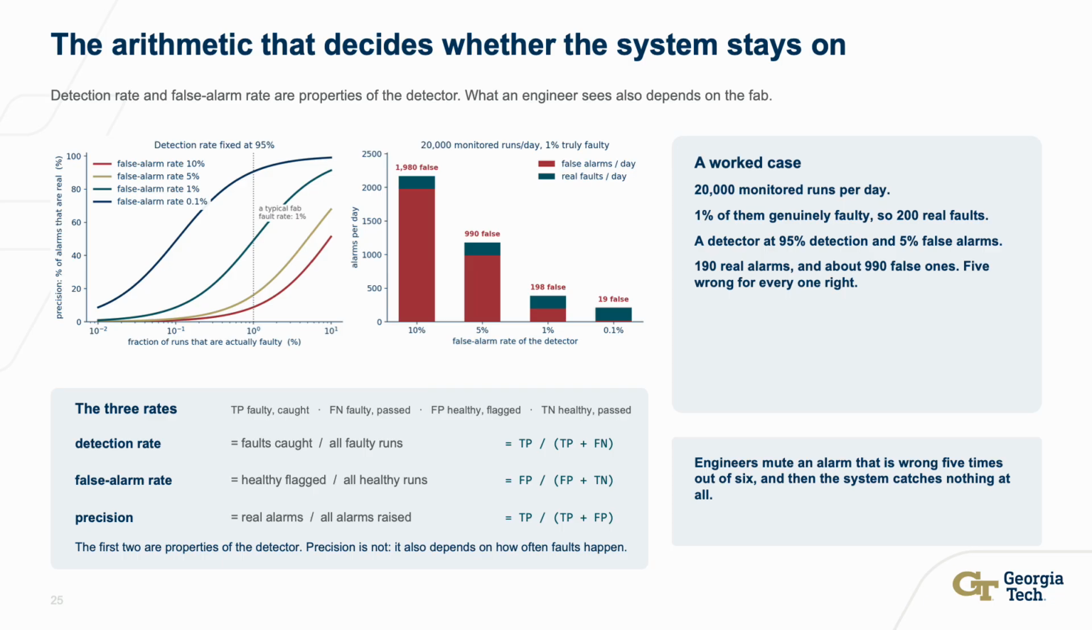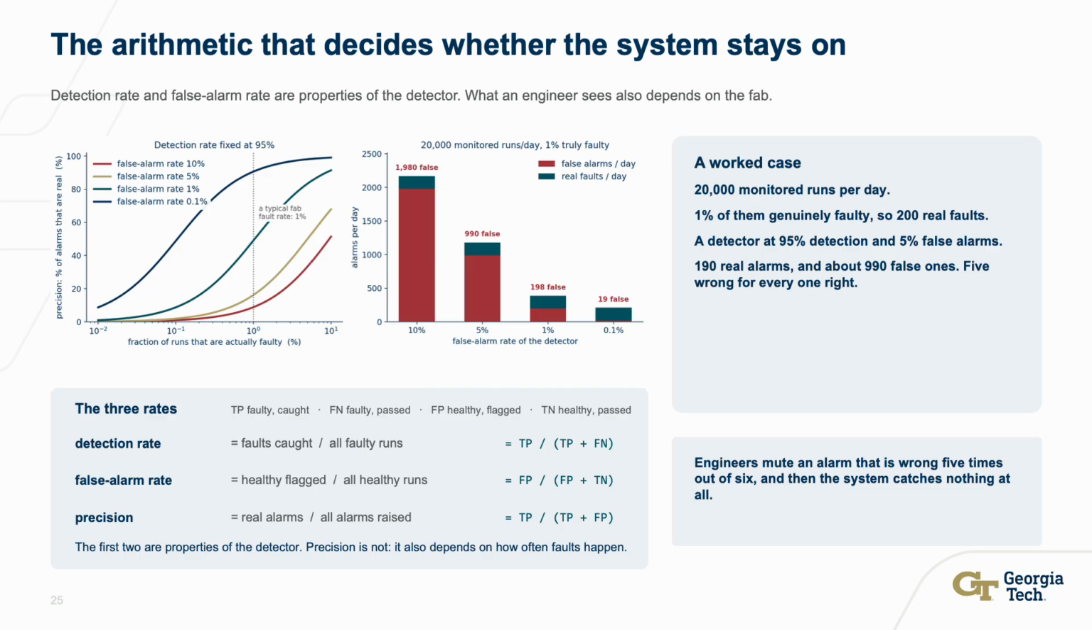Precision is different. It is the alarms that turned out to be real divided by all the alarms you raised. TP over TP plus FP. Nothing in that formula is a property of the detector alone, because the number of false alarms depends on how many healthy runs went through. Second, reality check now, and this is the one that decides whether the system survives. Detection rate and false alarm rate are properties of the detector. What an engineer actually experiences also depends on how rare faults are, and faults are very rare.